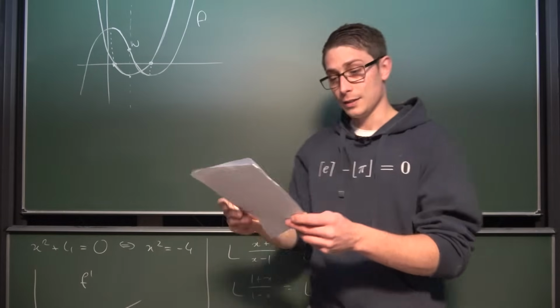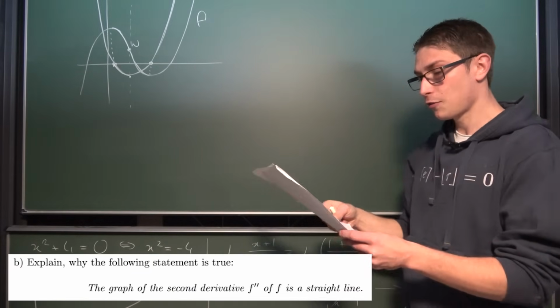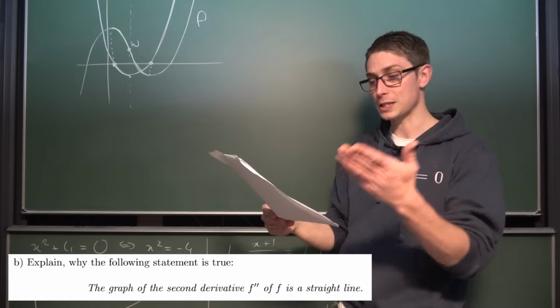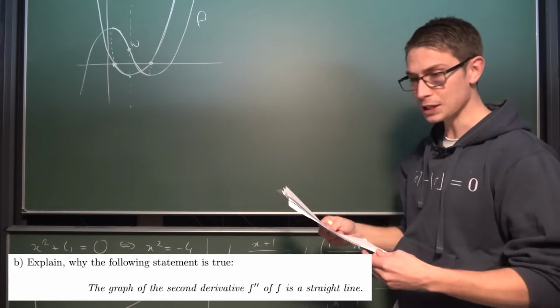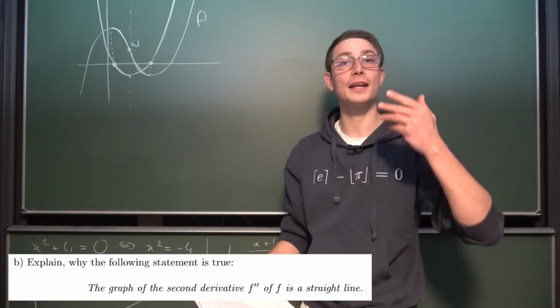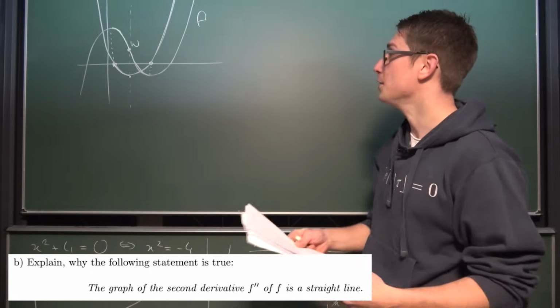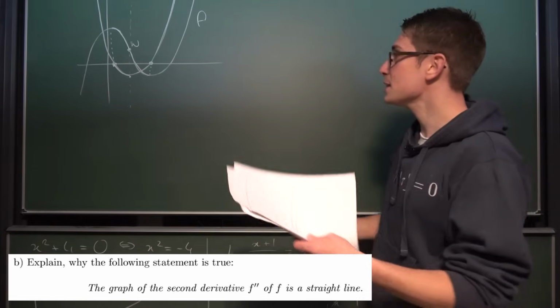And that's almost it. The last thing, explain why the following statement is true. The graph of the second derivative f double prime of f is a straight line. What does it mean for a function to be a straight line? It's just overall a linear function. Now this is very easy to show.